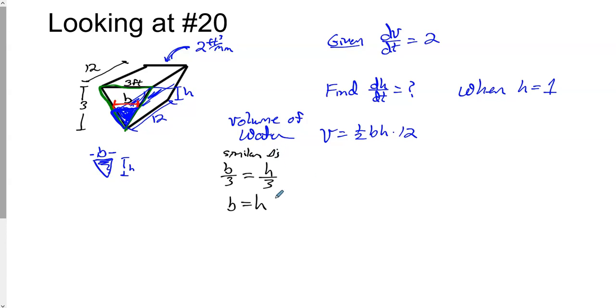And I'm ready to substitute in to get rid of the letter that I don't want. I don't want B, so my volume equation, I'm going to get it derivative friendly here. I had a 12 and I had a half, so I'm going 6. The B is equal to H, so instead of writing B times H, I'm going to write 6H squared. And this would be my volume equation for the water that's in the trough.